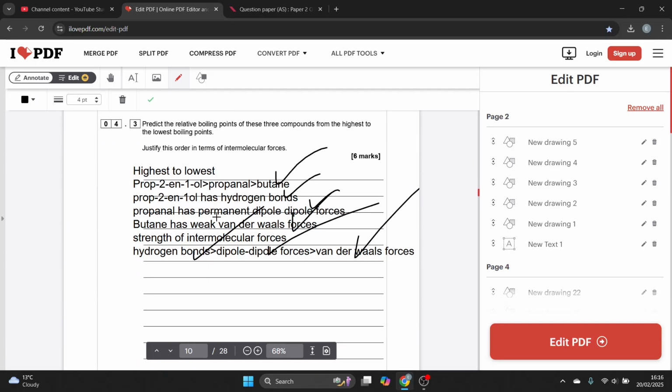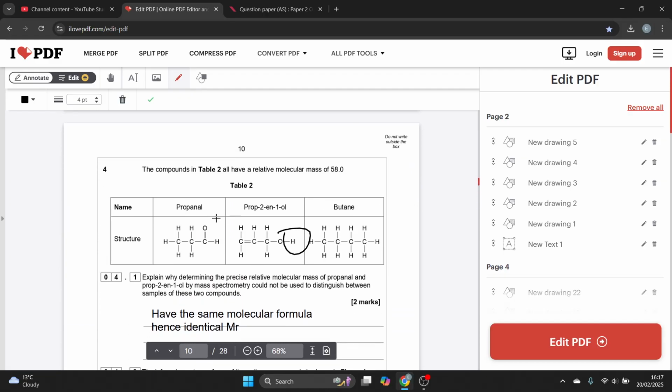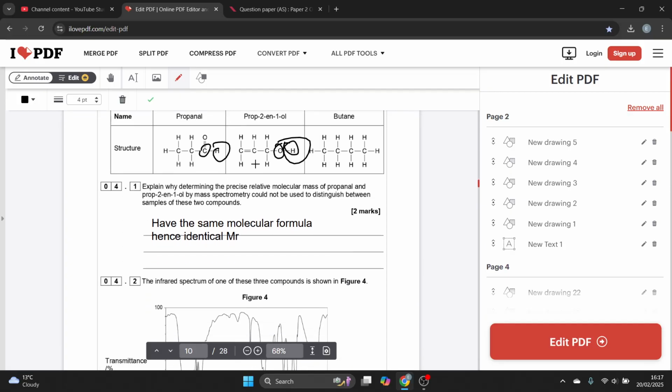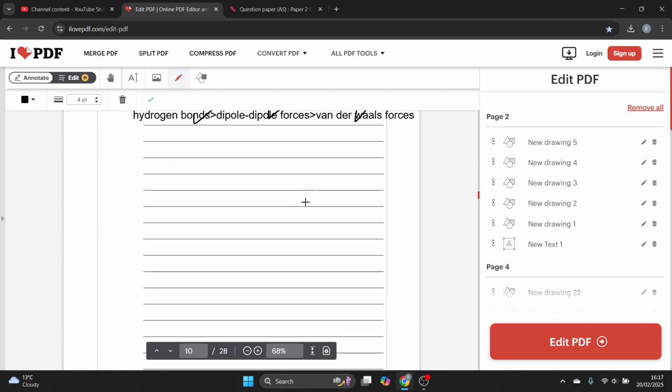Yes, prop-2-en-1-ol has the hydrogen bonds. Propanal, well, the idea is that an electron deficient hydrogen atom needs to be bonded to an N, O or F atom. Is that hydrogen bonded to an N, O or F atom? No, it's bonded to a carbon. Is that hydrogen bonded to an N, O or F atom? Yes, it's bonded to an O atom. Therefore, that does have hydrogen bonds. That doesn't, and that clearly doesn't. It doesn't even have an N, O or F atom at all.